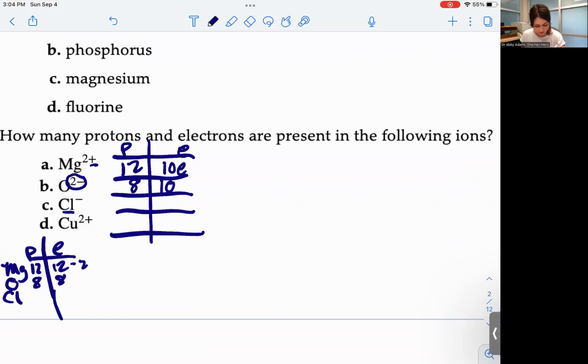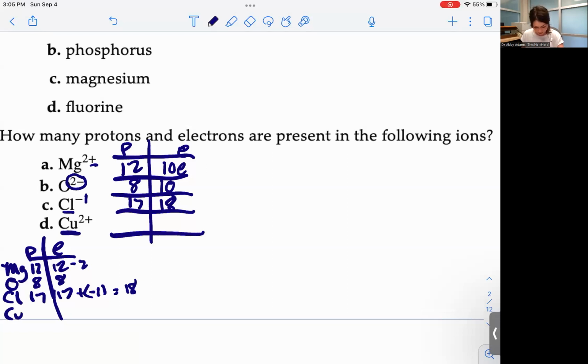So chlorine. How many protons and how many electrons? 17 and 17. Look at your periodic table, the atomic number. The number of protons is not going to change. The number of electrons is going to change. You have a negative charge, so you added an electron. It's going to be 17 plus 1, 18 electrons. You see how it goes?